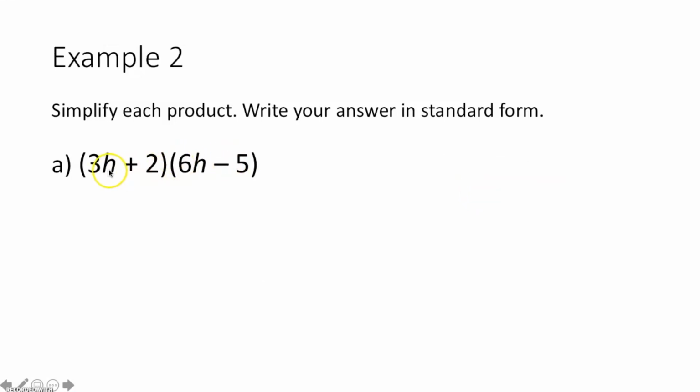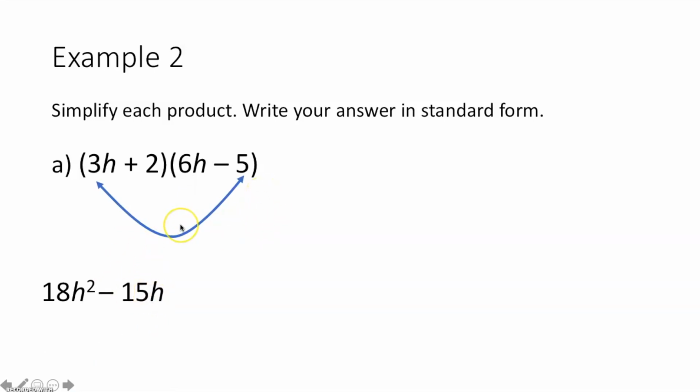So first, outer, inner, last. We start with our first. So what is our first terms multiplied together? 3h times 6h is going to be 18h squared. Then we multiply our outer terms together. What's 3h times negative 5? That's going to be negative 15h.